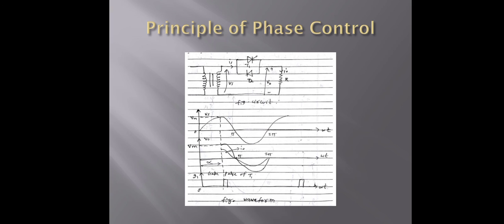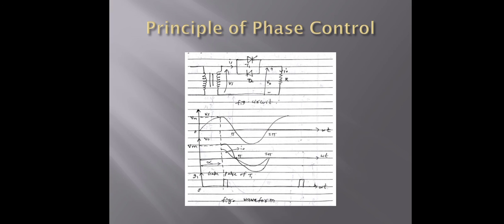First, the input signal is applied, a sine wave. The second one is the Vm, the output signal. And the last one is the gate signal, the gate pulse we applied to T1 and T2.